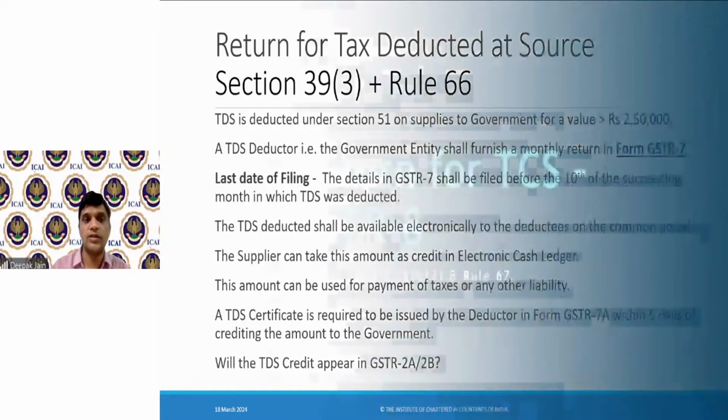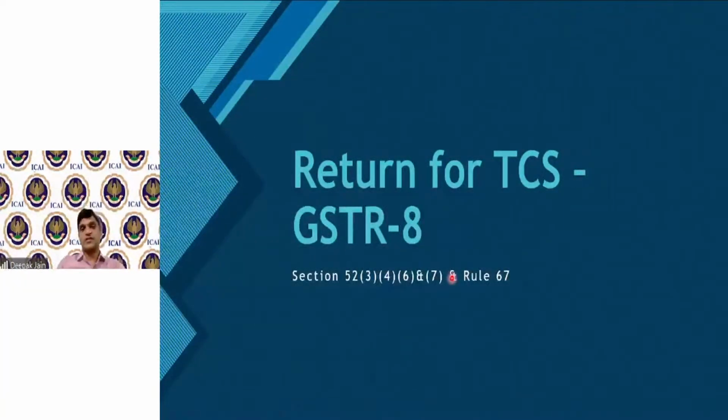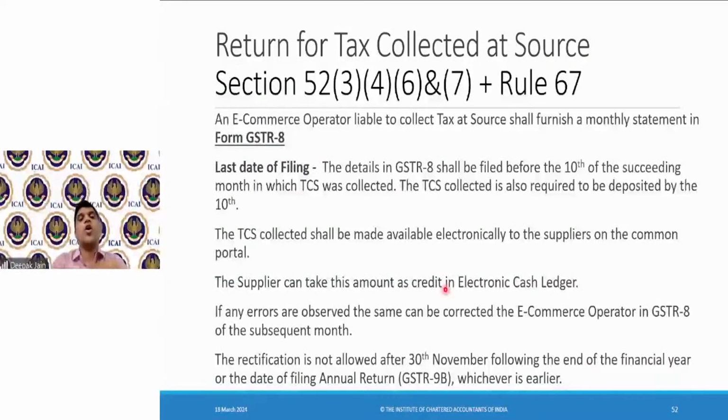Okay, let's proceed. Now, what is the return for TCS? TDS is GSTR 7, TCS is GSTR 8. Okay. This is there under Section 52, sub-sections 3, 4, 6, and 7, and Rule 67. All e-commerce operators are liable to collect TCS, and he shall furnish a monthly statement in GSTR 8. Okay, except those e-commerce operators on whom the liability is cast to make the payment. Apart from that, other e-commerce operators will collect TCS and they shall furnish a statement called GSTR 8.